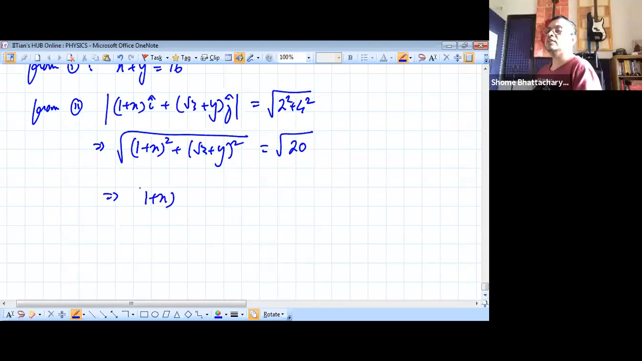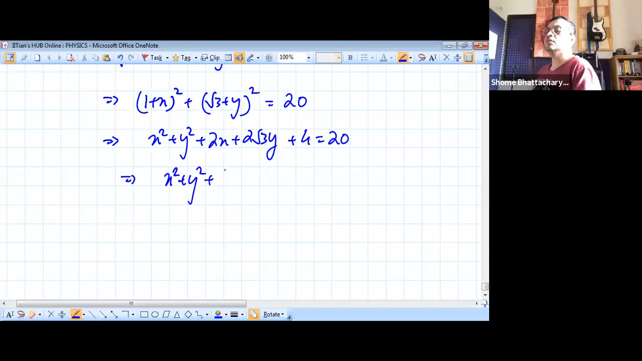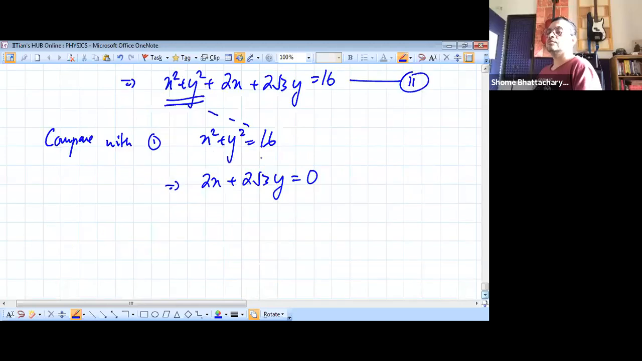You can square both sides, then you can write this as 1 plus x whole square plus root 3 plus y whole square is equal to 20, or that x square plus y square plus 2x plus 2 root 3 y plus 1 plus 3, so that is 4, is equal to 20. So we have x square plus y square plus 2x plus 2 root 3 y is equal to 16. So this is what equation 2 is equal to. Now compare with equation 1. It is telling you that x square plus y square is equal to 16. So I can replace this term here with 16. So I'll get 2x plus 2 root 3 y is equal to 0, because 16 and 16 will cancel.